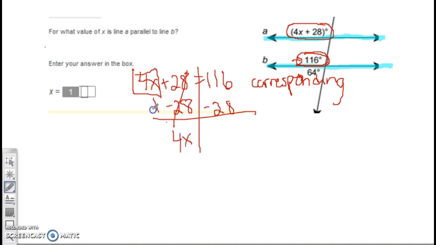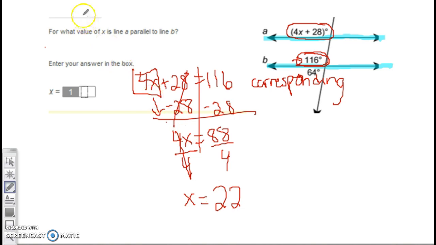So I bring that 4x straight down. And then I still need to get the x by itself. Right now I have 4 times x. The opposite of multiplying is dividing, so I would divide each side by 4 so that that would cancel. And 88 divided by 4 is 22.